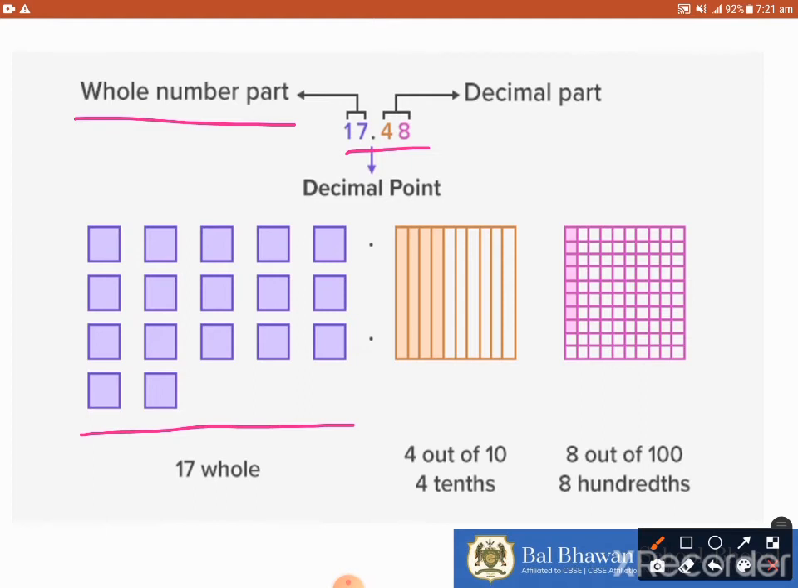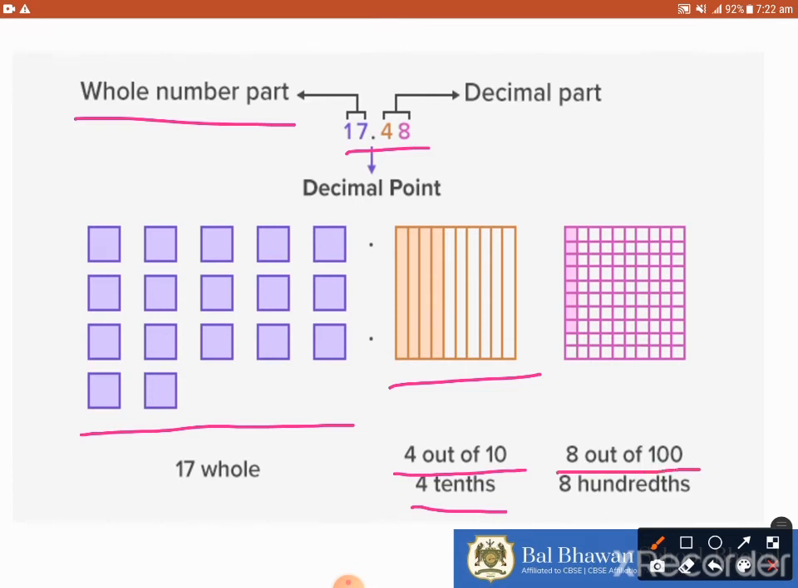Now 4 is on the 10th place. It is representing 4 out of 10. For representing 4 parts out of 10 equal parts, we have divided a rectangle into 10 equal parts, out of which we have shaded 4 parts. It is representing 4/10. Now 8 is on the 100th place, which is representing 8 out of 100.